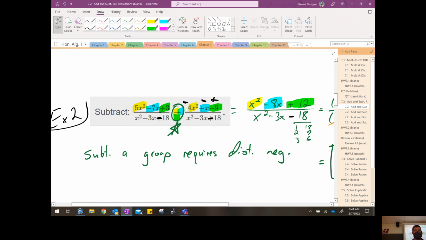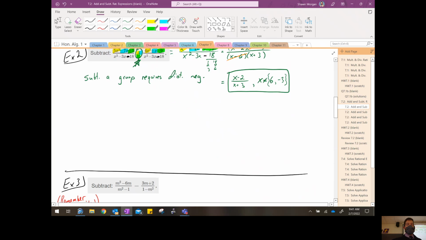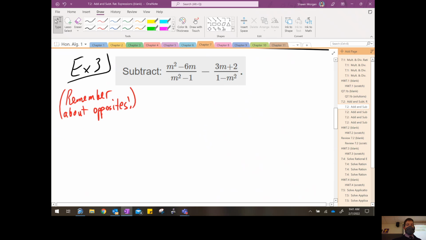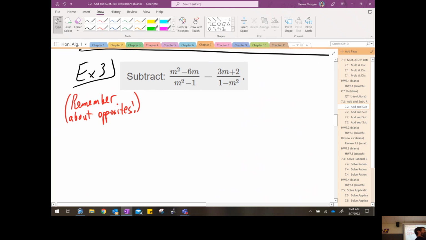Okay, beautiful. I think we have time for one last example here. And it's got a little curveball action. And I gave you a hint in red. I say, hey, remember about opposites. Okay, so check this out. I'm going to help you handle it.